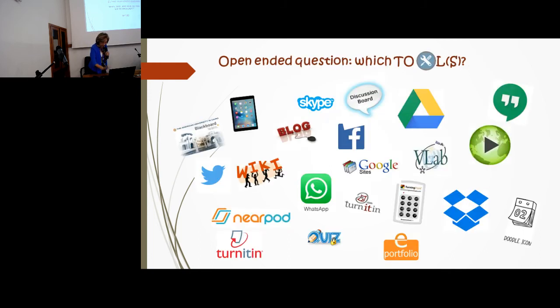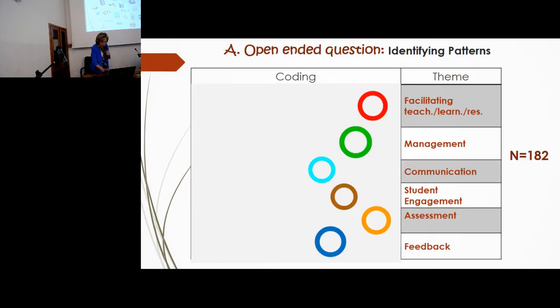We looked at it, Caroline and I, and lo and behold, they use a whole bunch of other things. Look at that: simulations, Facebook, blogs, wikis, everything, but outside of the LMS. Most of them seem to be using technology outside the LMS. We looked into the actual responses and tried to code them. I coded some and Caroline coded the others. We compared notes and came up with 6 categories: facilitating teaching and learning, management, communication, student engagement, assessment, and feedback. In what proportion? Well, this is how it comes out.